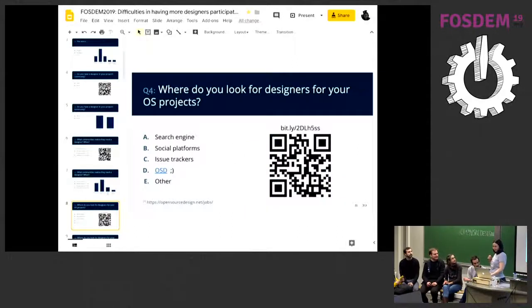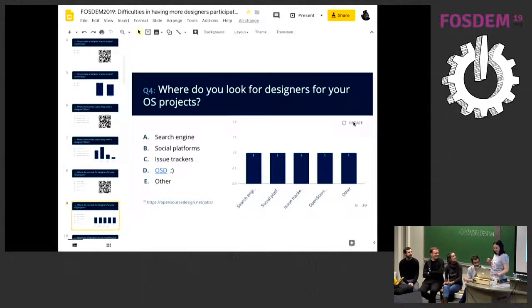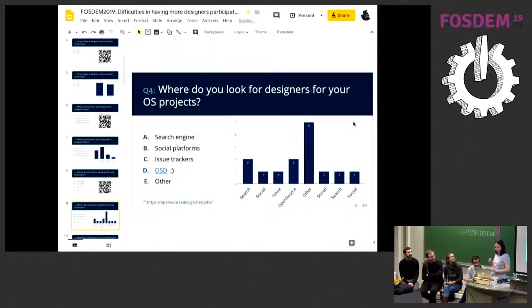Okay, this is more like a marketing slide, but the idea is, if you are looking for a designer as an open source contributor, where would you go to look for one? And option D is our open source design job board, where we try to bridge the gap. But I don't know if you want to say anything besides this, and I don't know how many had the time to vote, but the majority say other.